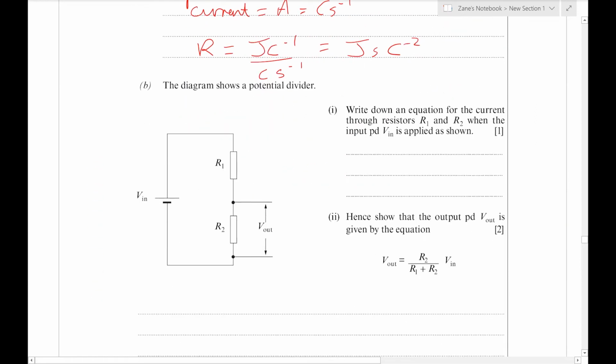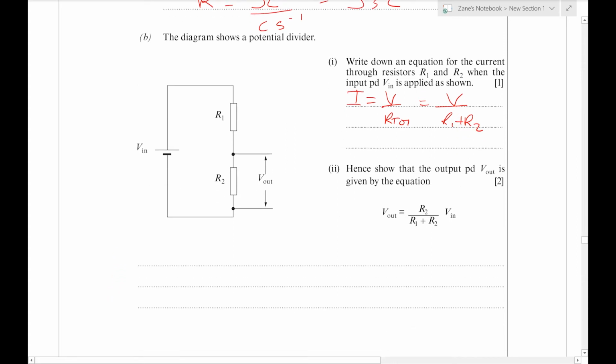The next part of the question gives us a potential divider and asks us to write down an equation for the current through resistors R1 and R2 when the input PD Vin is applied as shown. So here we're just looking for the idea that current is V over R total, and the total resistance here is simply R1 plus R2.